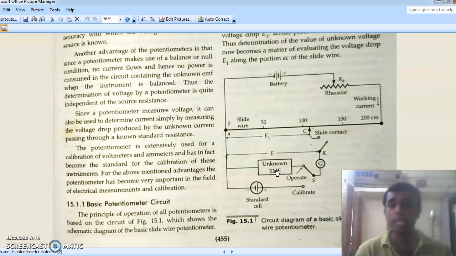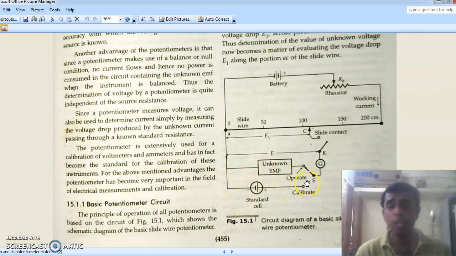Now, before doing that, I talked about working current. So what is working current? Working current is a current which we have to maintain in the circuit. We have to set that working current initially by a procedure called standardization. Initially we place this switch from the operate position to the calibrate position, and that is where we start the procedure for standardization.